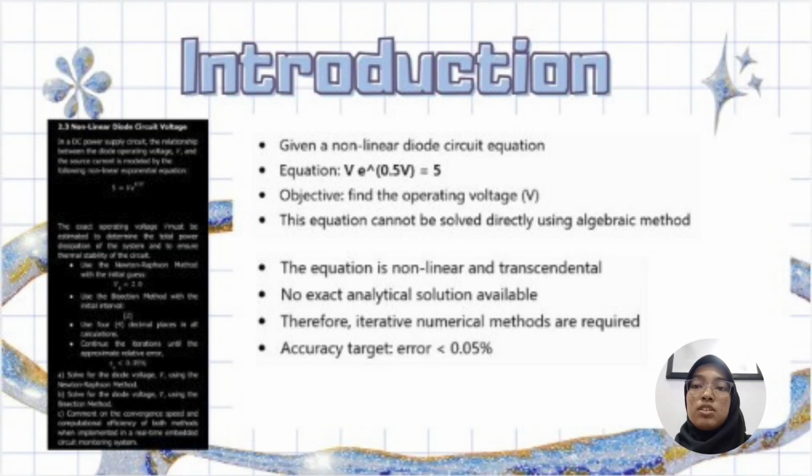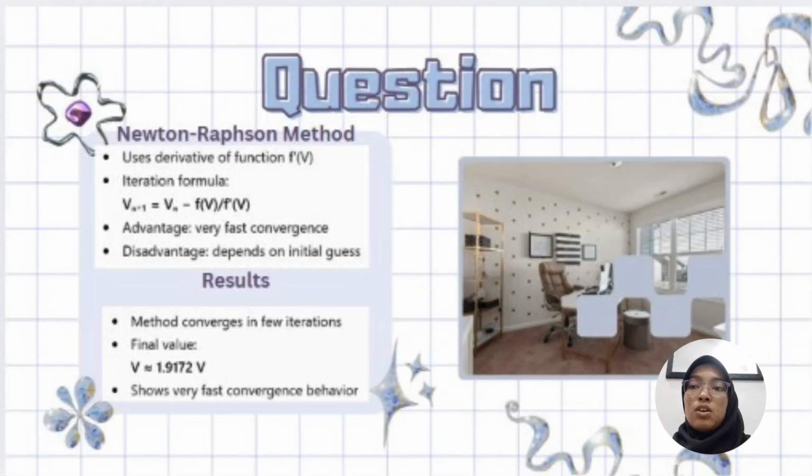First, we rearrange the equation into a function form, which is f of V equals V e to the power 0.5 V minus 5. Our goal is to find the root where f of V equals 0. We use two numerical methods in this study, which are the Newton-Raphson method and the bisection method.